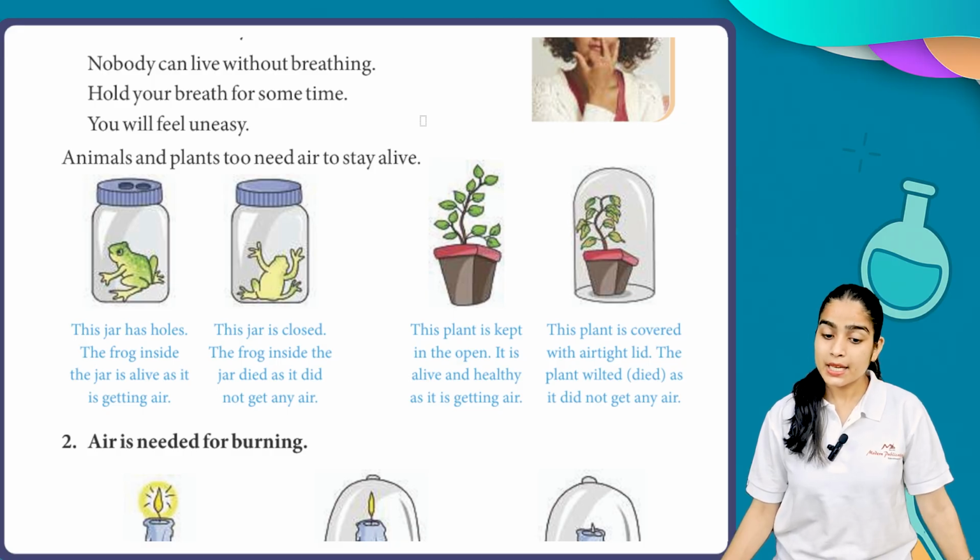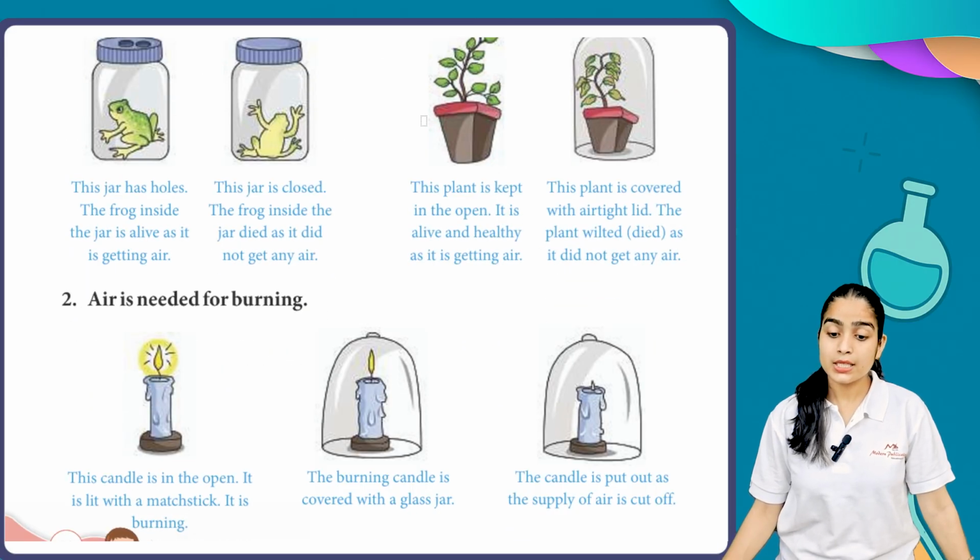This plant is kept in the open. It is alive and healthy as it is getting air. This plant is covered inside an airtight lid. The plant wilted and died as it did not get any air. It means without air, all living things die.